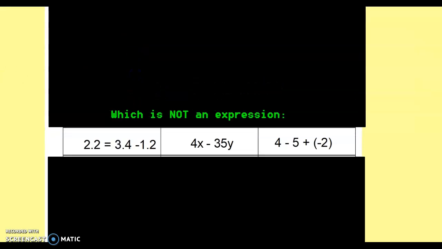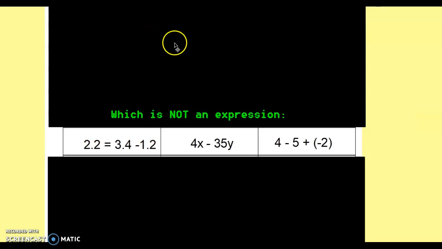Which is not an expression in these ones? Hopefully you found our pattern here. Again, this first option, 2.2 equals 3.4 minus 1.2, is not an expression because, again, it's got an equal sign. And we know that expressions do not have an equal sign.